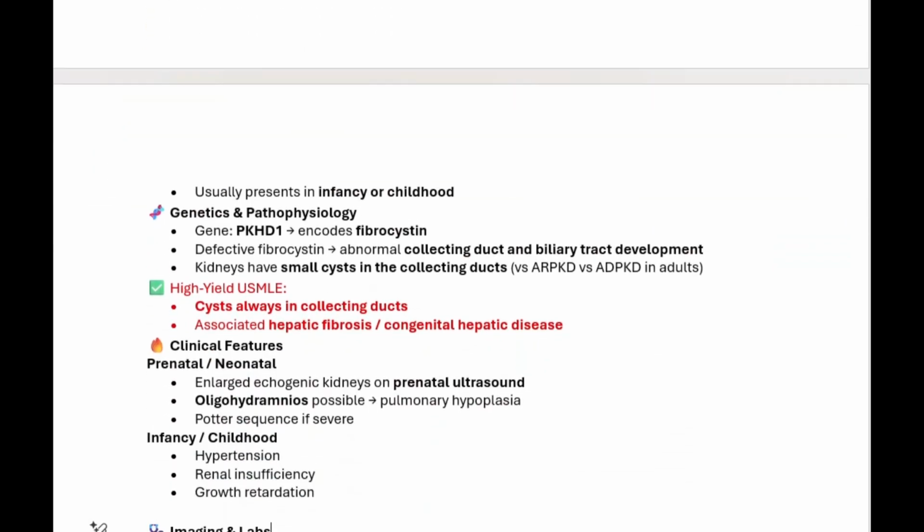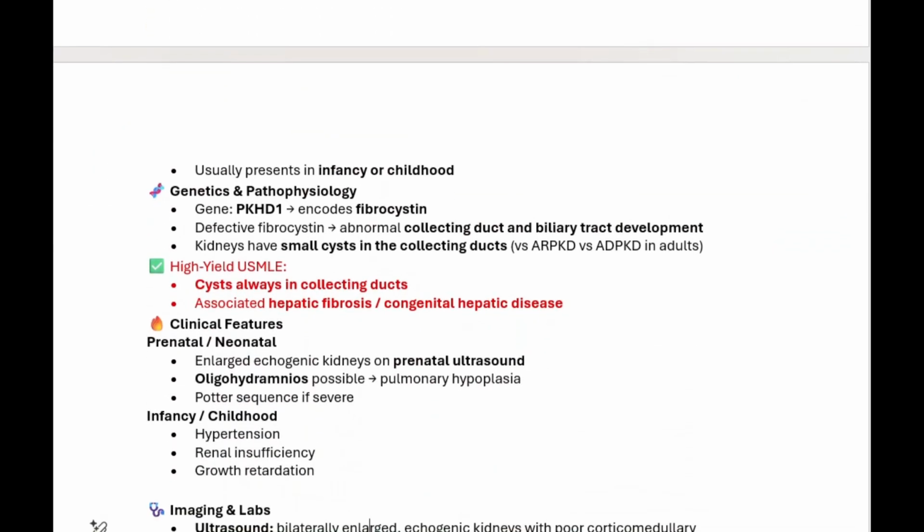And when we look at the genetics and pathophysiology, the gene that's involved here is PKHD1, and we need to remember this gene for the exam. This gene normally encodes fibrocystin. Defective fibrocystin leads to abnormal collecting ducts and biliary tract development. And then when you look at this kidney, they're going to have small cysts in the collecting tubules. And like we mentioned earlier, the cysts are going to be in the collecting tubules.